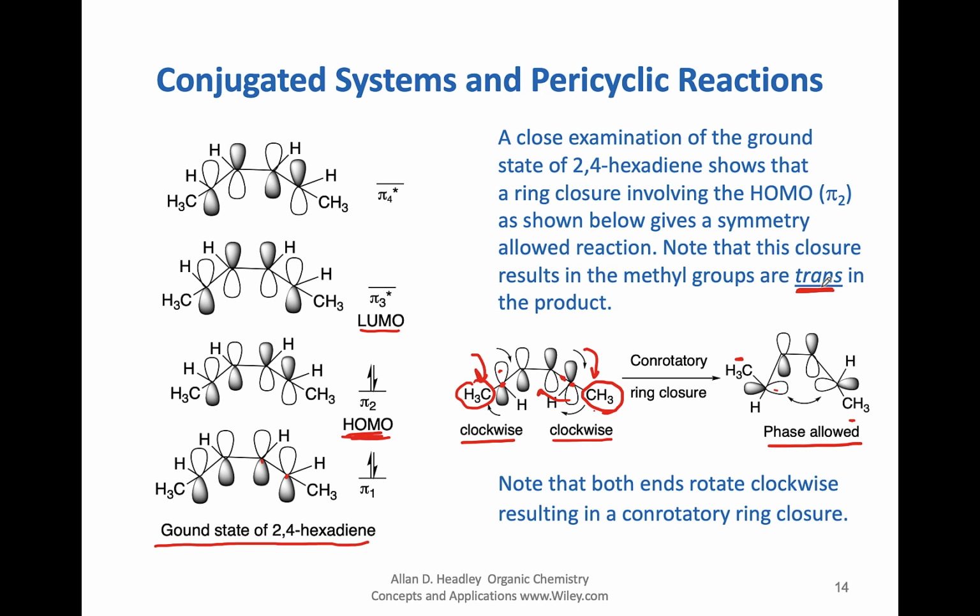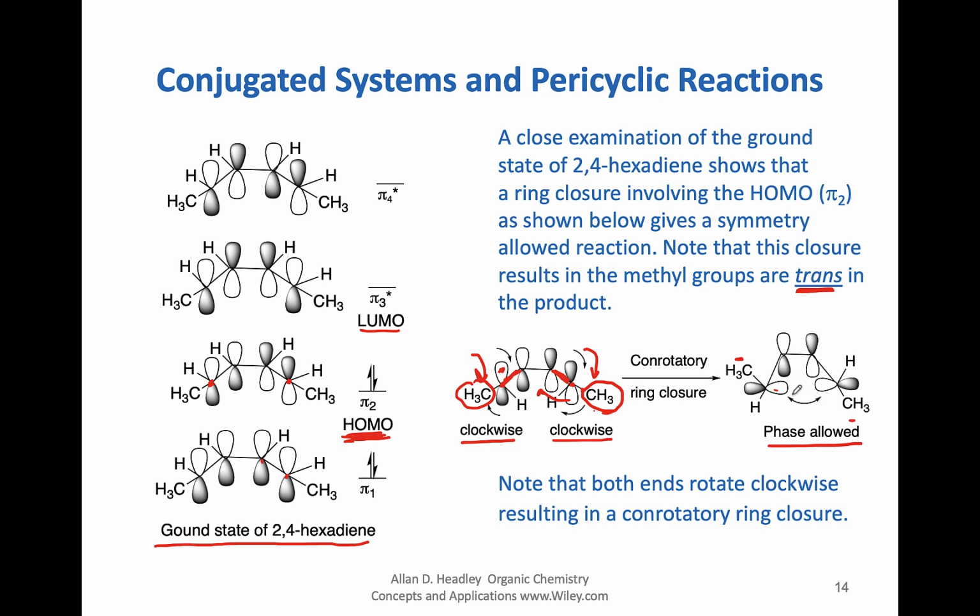So the important orbital is the HOMO. Why the HOMO? Because that's where the 2 electrons are to make that new bond. Since we're looking at a ring closure between this carbon and this carbon, as redrawn here, there has to be a rotation around this bond, around this bond right here, and this bond right here, so that these orbitals come in to have a phase allowed combination.